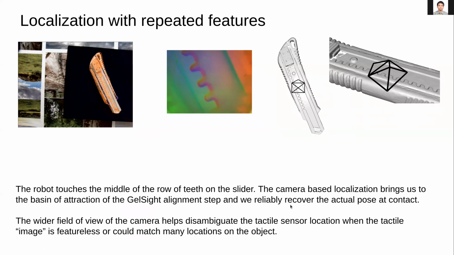We could also localize contact in presence of confusing tactile features. In this case, the robot touched the middle of the row of teeth on the slider. The wider field of view of the camera helps us disambiguate the tactile sensor location when the tactile image is featureless or could match many locations on the target.